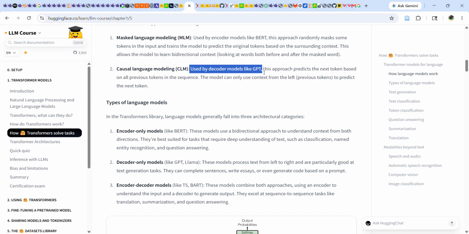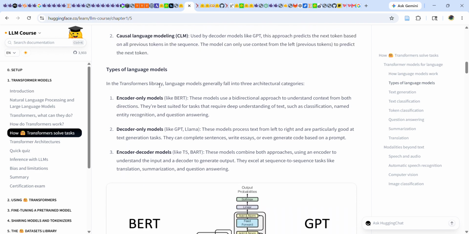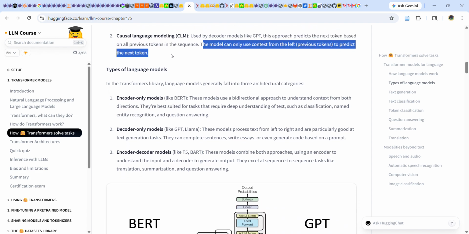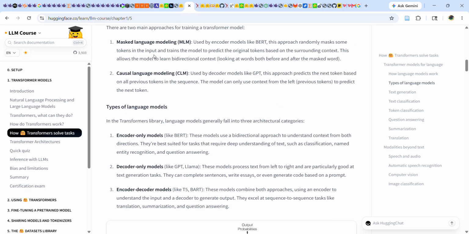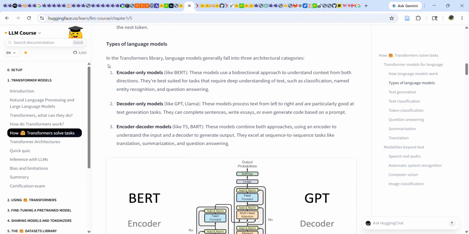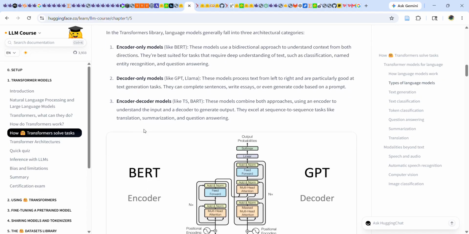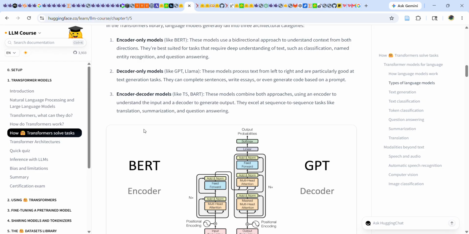The other approach is used by decoder models. GPT is a decoder model. This approach predicts the next token based on all the previous tokens in the sequence. So they can use context from the left to predict the next token. But in masked language modeling, they can use context from the left and right and predict the middle word. That's masked language modeling. Types of language models. In the Transformers library, language models generally fall into three architectural categories: encoder only, decoder only, and both encoder and decoder.